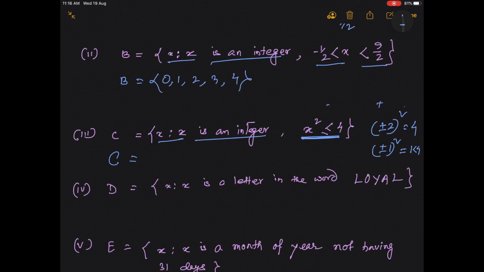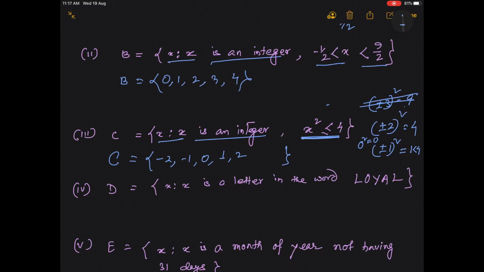So we cannot take plus minus 3 because its square will be 9, which is greater than 4. We cannot take minus 3 or plus 3, and more than that or less than that. So the only possible elements here are -1, -2. Also we can take 0, since 0 square is 0, which is less than 4. So here we can take -2, -1, 0, then again +1, +2.